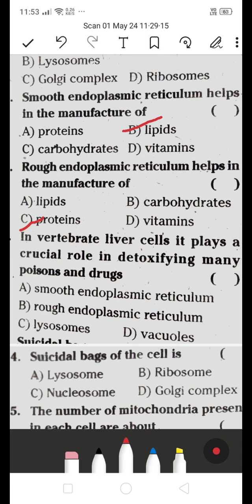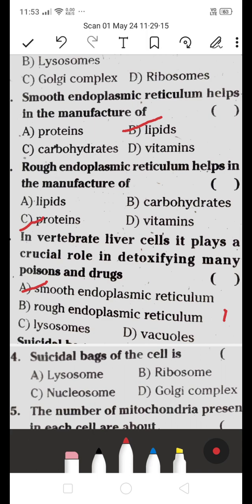So next one: in vertebrate liver cells, it plays a crucial role in detoxifying many poisons and drugs. A, smooth endoplasmic reticulum, B, rough endoplasmic reticulum, C, lysosomes, or D, vacuoles? Which is the right answer? Liver cells play a crucial role in detoxifying many poisons and drugs. The answer is A, smooth endoplasmic reticulum. This is the right answer.